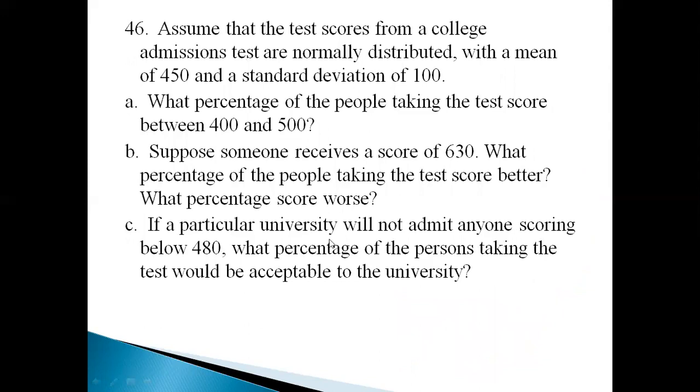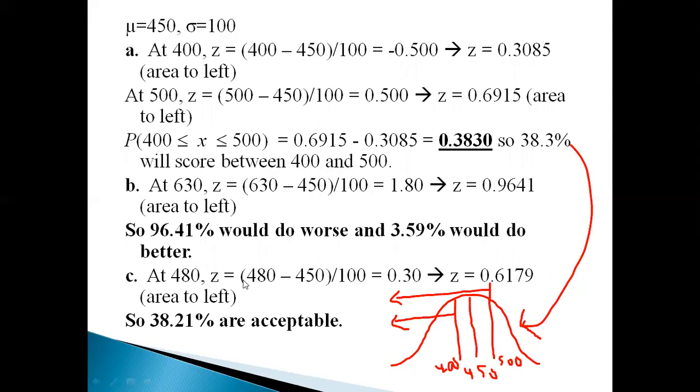Now the final one, they will not admit anyone scoring below 480. So we need to look at what 480 does. So 480 minus the 450 divided by 100, that gives us a 0.3. And that's the probability, not the z again, of 0.6179. Okay, so that's going to be 480, so that's going to be somewhere about here. So that's going to be the score down below. So 61.79% of the people are not going to get in, but 38.21% are acceptable. That's going to be above that 480.